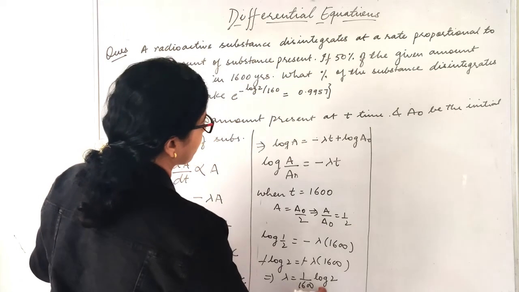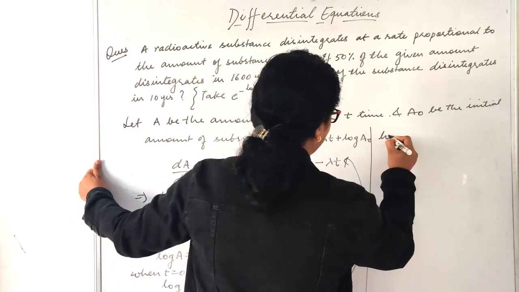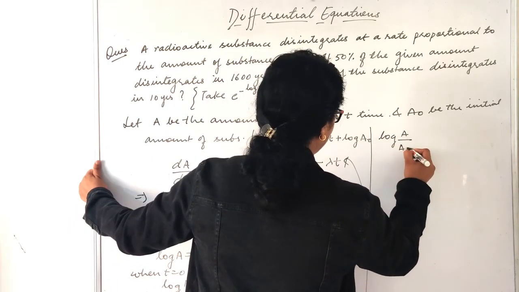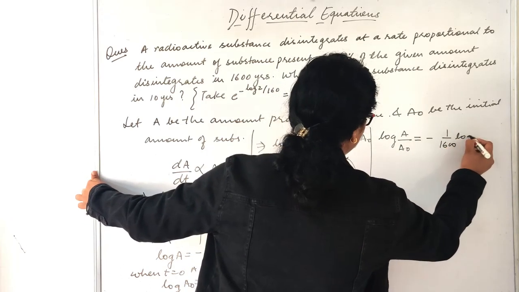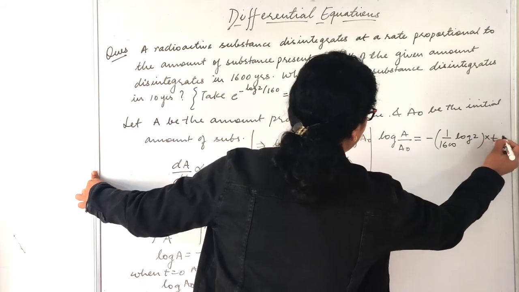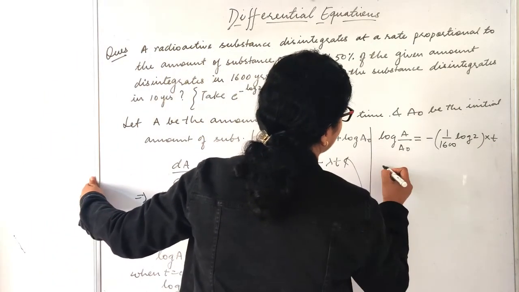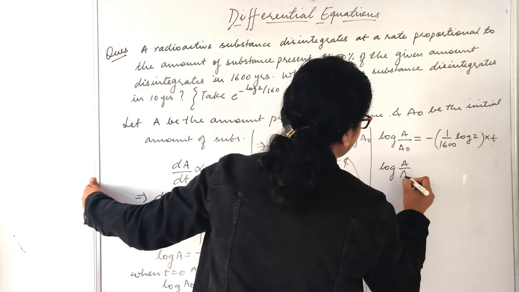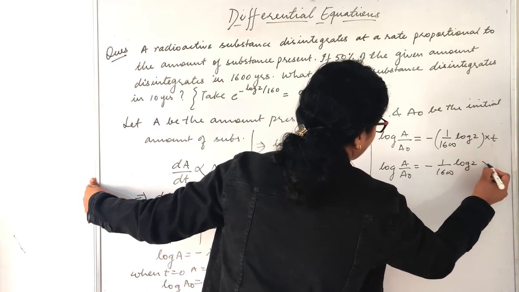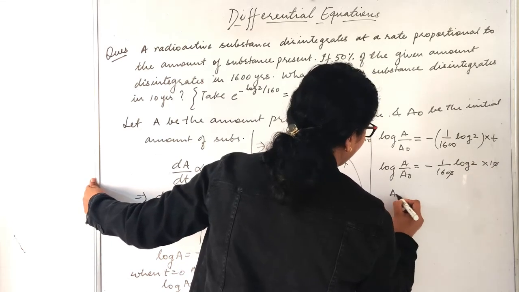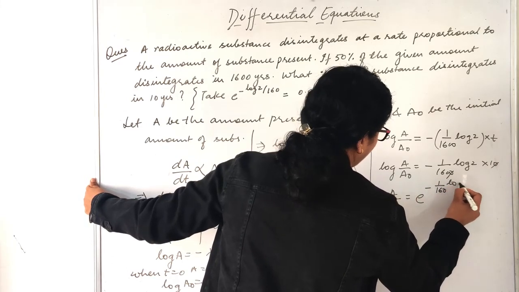So now let us substitute the value of lambda in this equation. Here I will substitute. So it will become log A by A0 equals minus 1 by 1600 log 2 into t. Now I want to find the substance disintegration in 10 years. So let us substitute t is equal to 10 years over here. So log A by A0 equals minus 1 by 1600 log 2 into 10. This gets cancelled and I can write this as A by A0 equals e to the power minus 1 by 160 log 2, right?